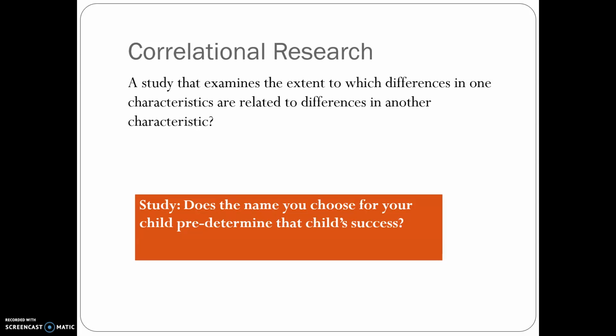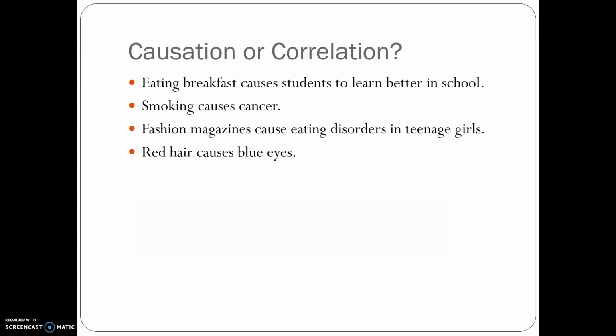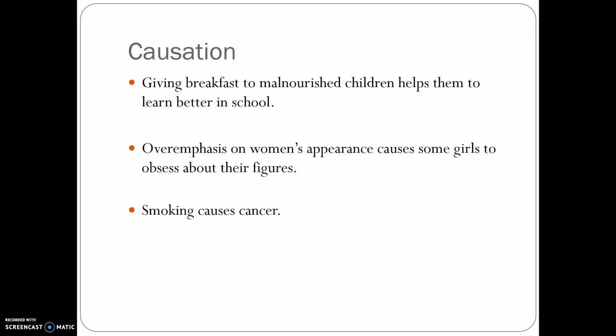Correlation and causation is one of the logical fallacies that we talked about a few weeks back. So again, just to clarify the difference between those two, here are a couple of statements. Are they causation or are they correlation? So eating breakfast causes students to learn better in school. Smoking causes cancer. Fashion magazines cause eating disorders in teenage girls. And red hair causes blue eyes. Which of these are causation? Which of these are correlation? The red hair and blue eyes is correlation, not causation. However, these three are all causation.